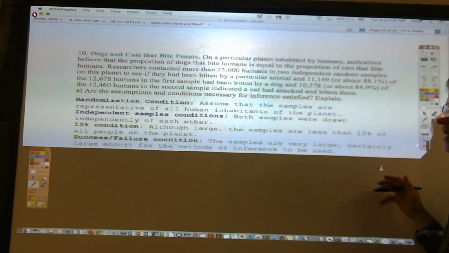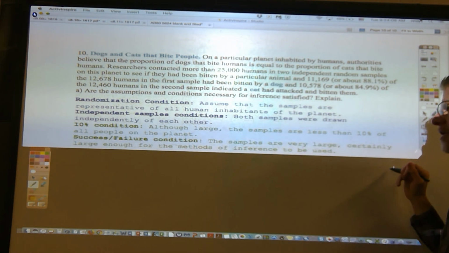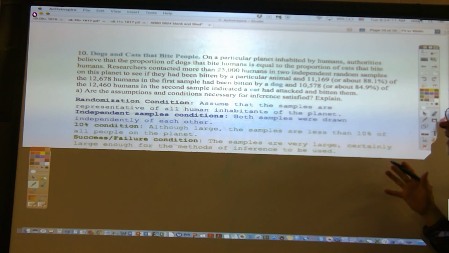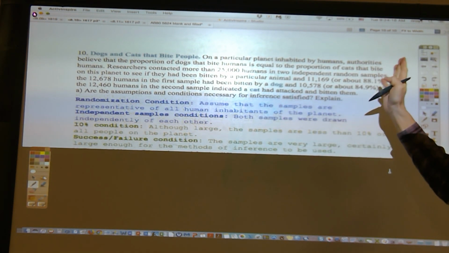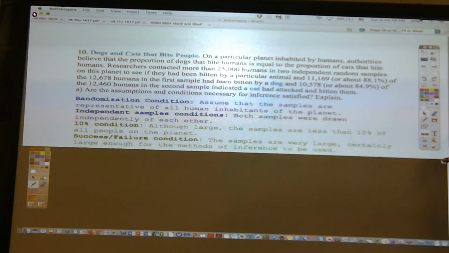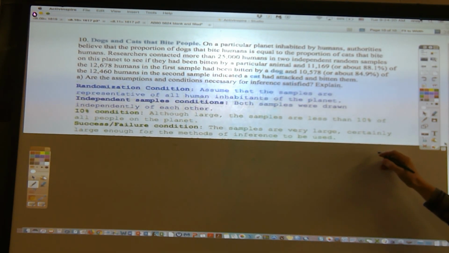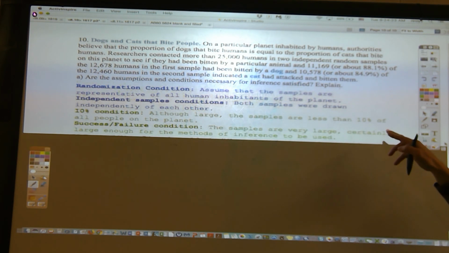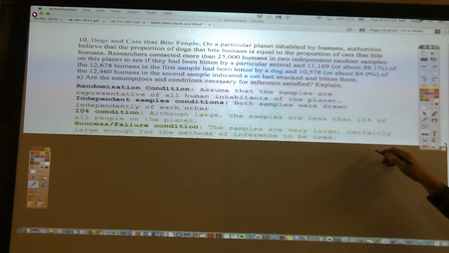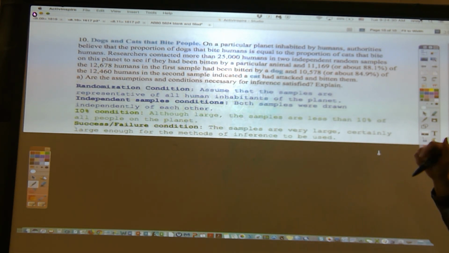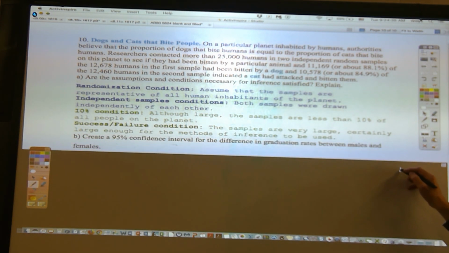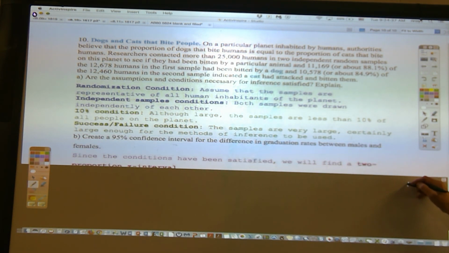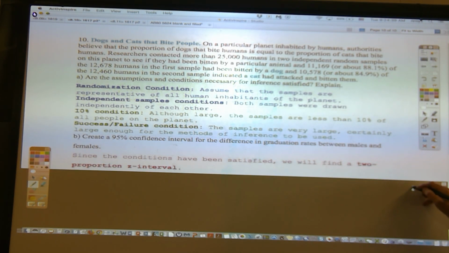10% condition. Yep, success, failure, certainly large enough. We don't know how many total are in the sample, but we're assuming there's a lot of people. So they didn't tell us capital N, but we're going to assume, since the samples are very large, that it's certainly large enough for the methods of inference to be used. Okay, let's keep going. Create a 95% confidence interval. Okay, so since the conditions have been satisfied, we'll find a 2 proportion Z interval.